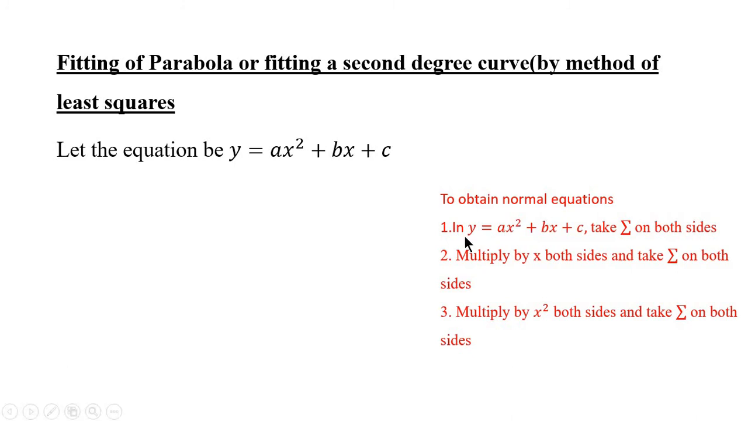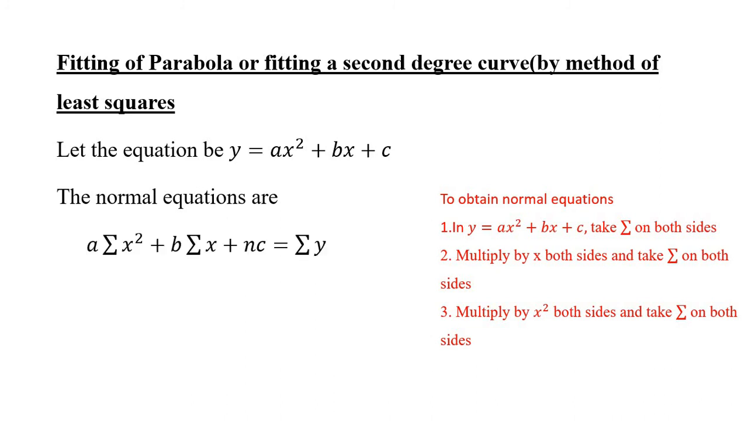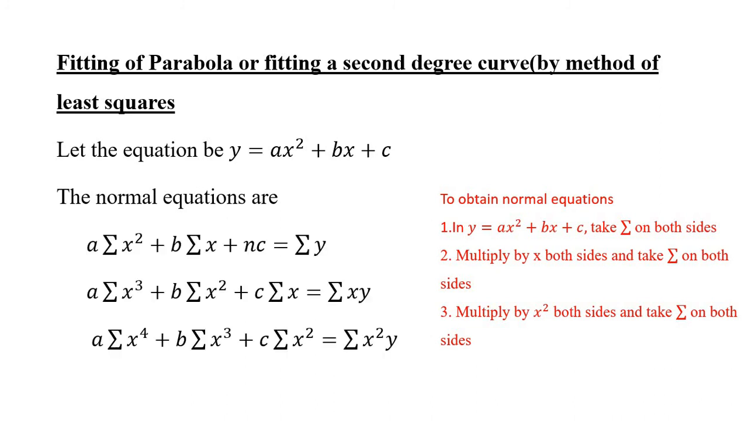The first normal equation is obtained by taking sum on both sides of this equation. The second normal equation is obtained by multiplying by x on both sides and then taking sum on both sides. The third normal equation is obtained by multiplying by x square on both sides of the equation and then taking sum on both sides. After following these steps, the normal equations are. Now we have to solve these three equations in order to get the values of a, b and c.